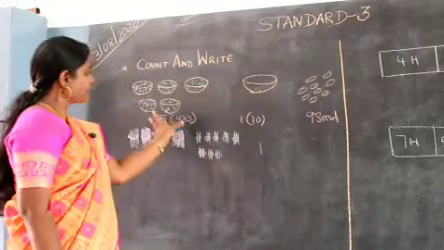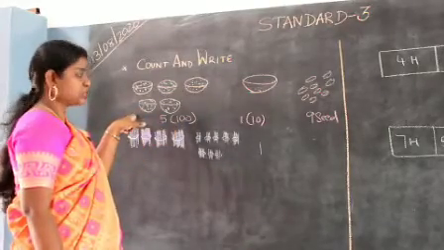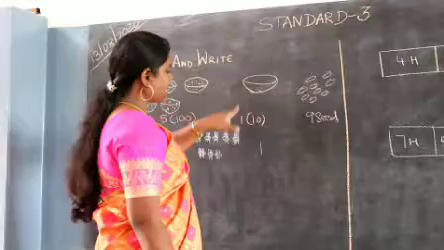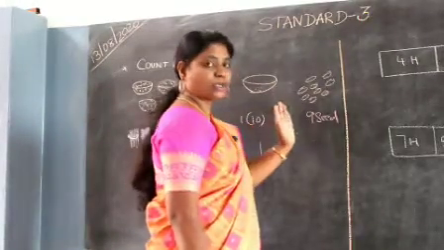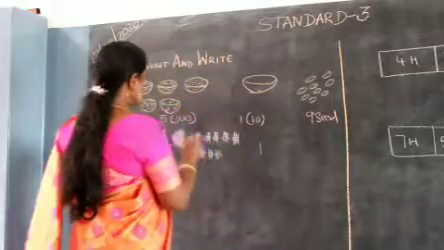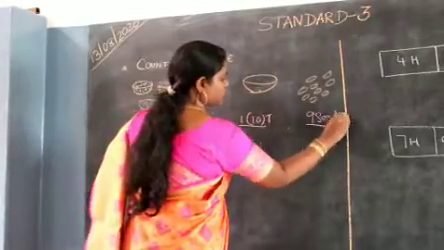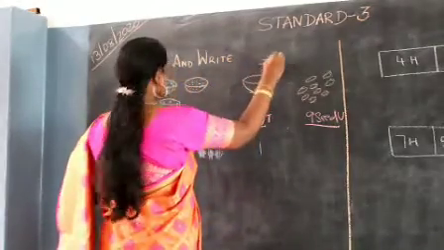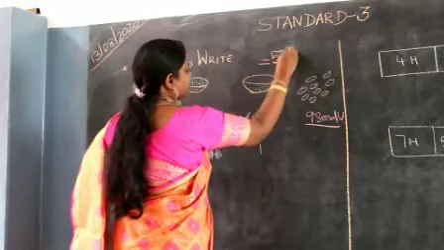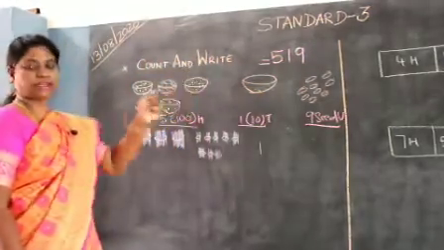So 5 vessels are filled with 100 seeds. So this is your 100th position. Only one vessel has 10 seeds. So this is your 10th position. And 9 seeds is in your units position. So this is your hundreds, this is your tens, and this is your units position. So how are you going to write this number? You're going to count it and write it as 519.